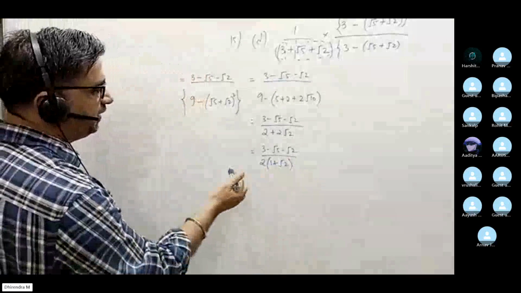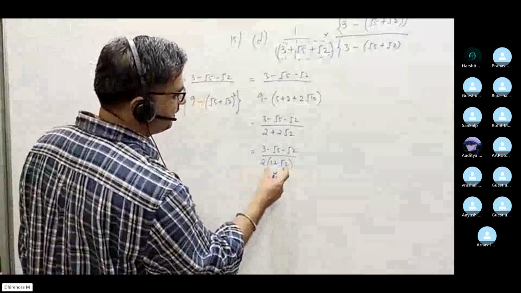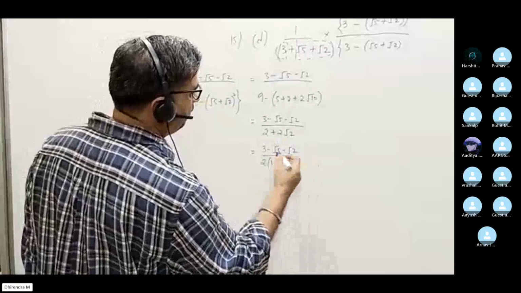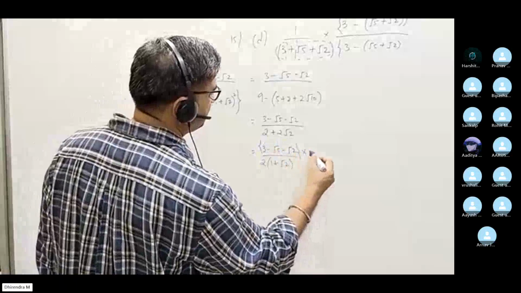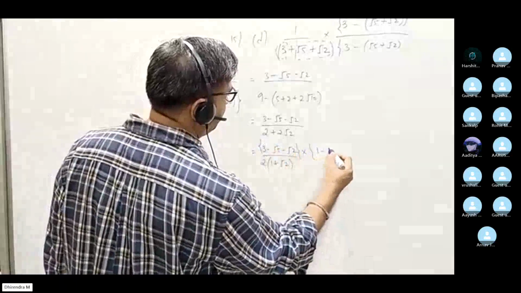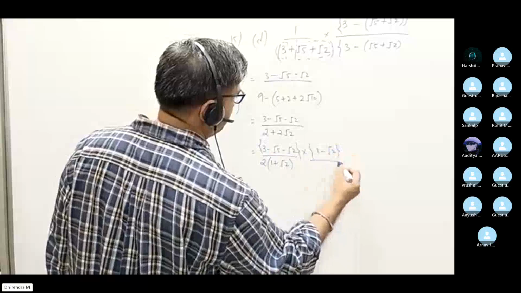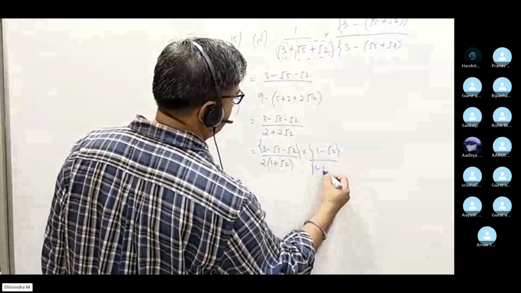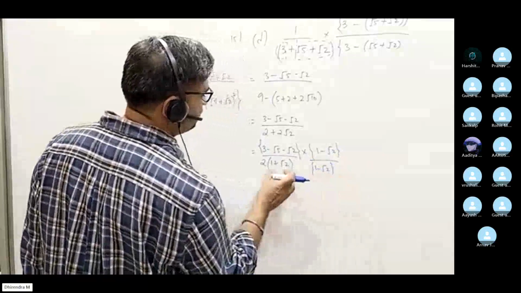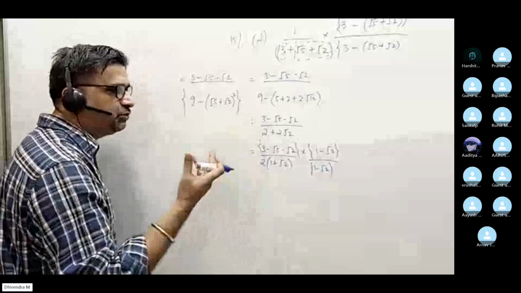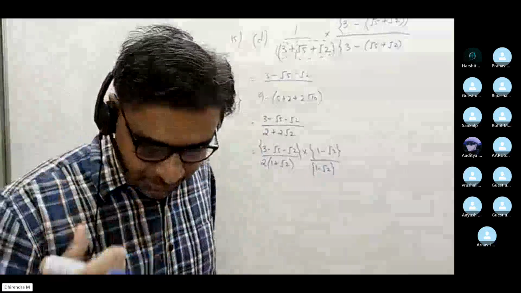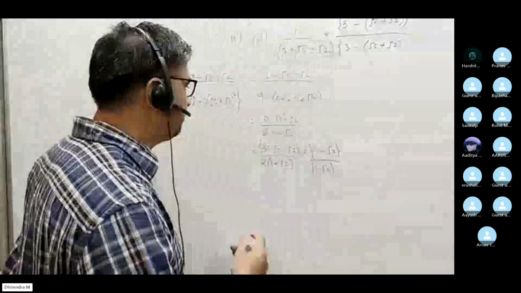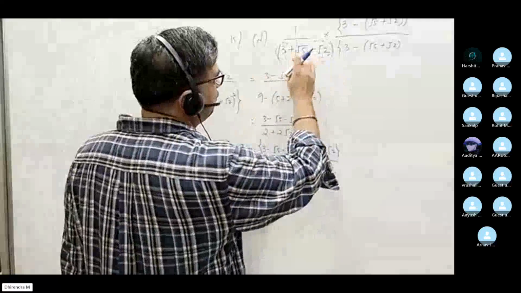I've written this because I don't need to rationalize 2. I need to rationalize this part. So I've taken 2 common. And now do one more iteration of rationalizing. So this will be 1 minus root 2 by 1 minus root 2, the conjugate of this. So this is a two-step rationalizing is what we will need to do. Because what is the rule of the game?